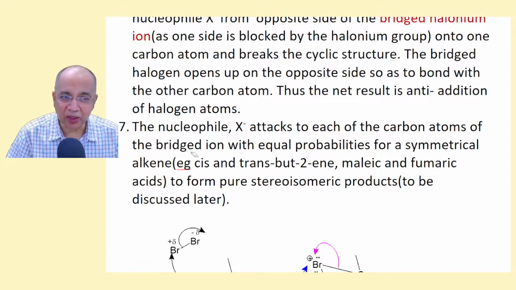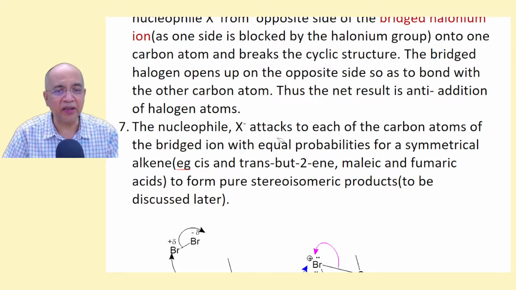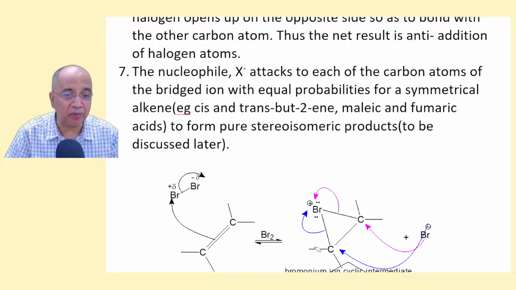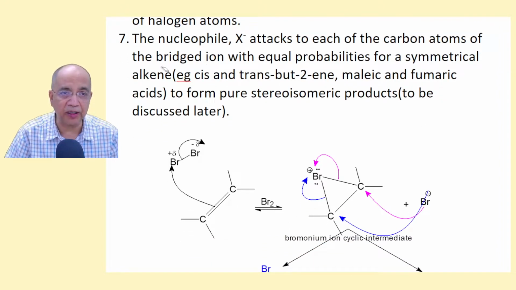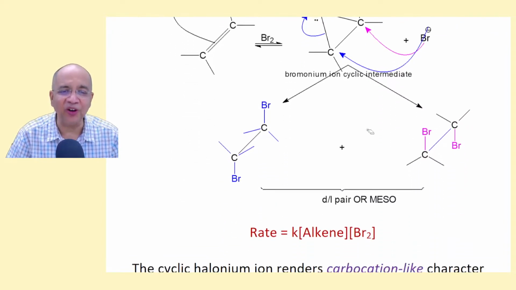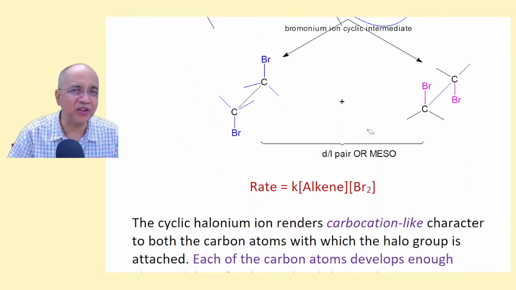So that's what I was saying. The nucleophile X minus attacks each of the carbon atoms of the bridged ion with equal probabilities for a symmetrical alkene like cis and trans butene, or maleic acid and fumaric acid, to form pure stereoisomeric products, to be discussed later. Hold on. Just see what is going to happen.